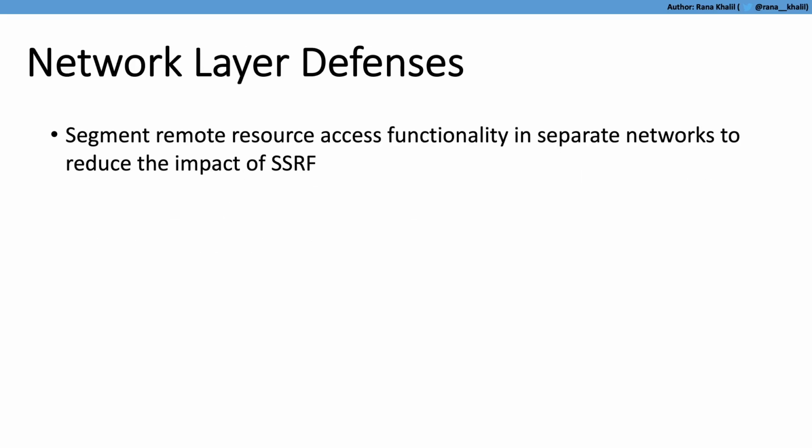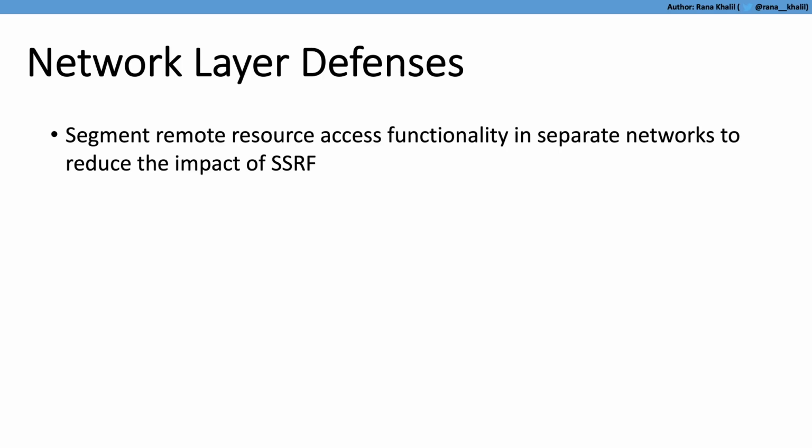Alright, that was the application layer defenses. Now let's discuss network layer defenses. The first one is you should segment remote resource access functionality in separate networks to reduce the impact of SSRF. So this doesn't fix the SSRF vulnerability itself. You could still exploit it and show your proof of concept. However, you can't show impact of the SSRF vulnerability.